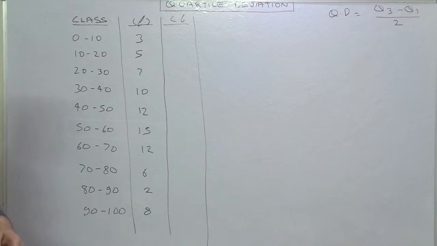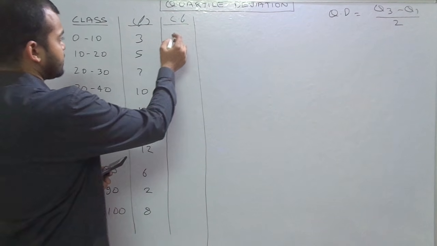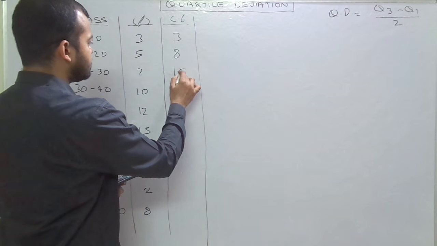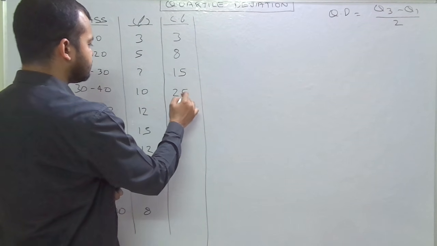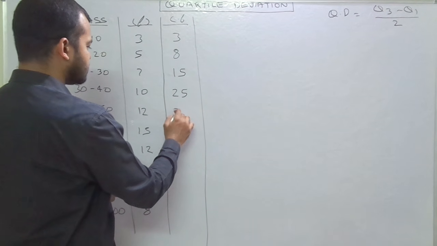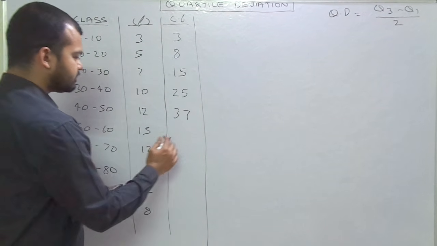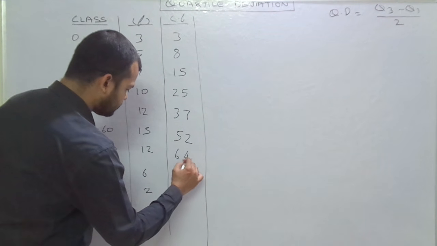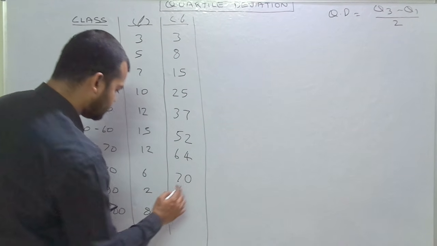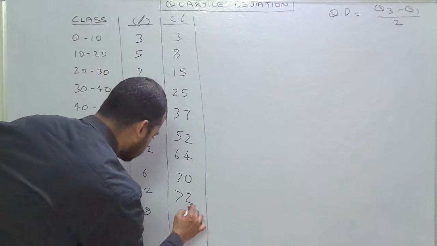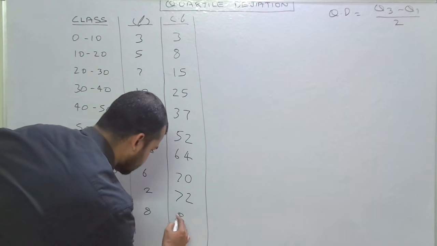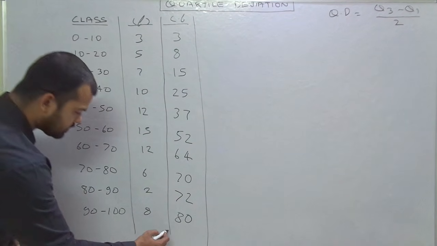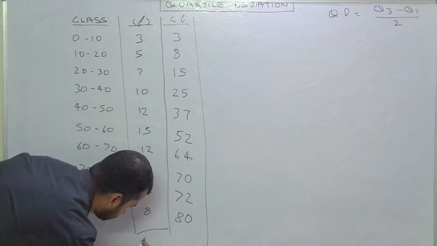So now with the help of a calculator, we can write 3 plus 5 is 8, plus 7 is 15, plus 10 is 25, plus 12 is 37, plus 15 is 52, plus 12 is 64, plus 6 is 70, plus 2 is 72, plus 8 is 80. So 80 is the last one. It means the total of frequency should be the same, that is 80.